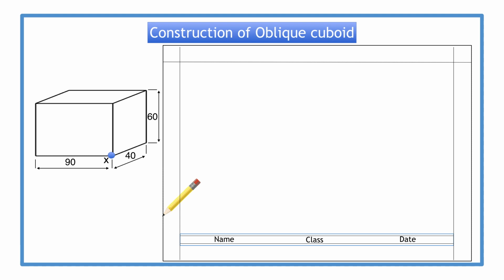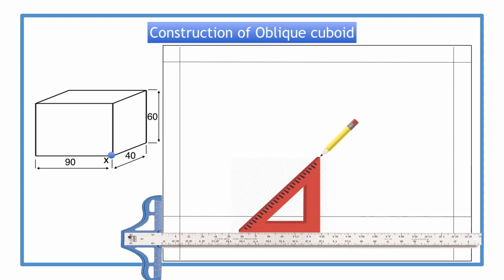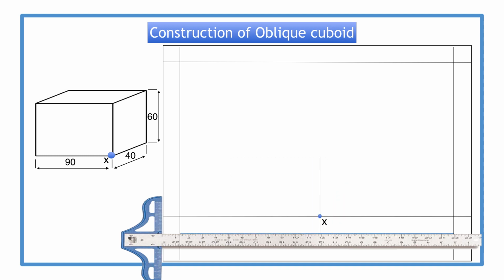We are now going to look at an oblique cuboid that we have to draw to the given dimensions. We again identify the nearest lowest corner X and locate it on our drawing paper. We then set our compasses to the length of sides and mark them off: 90 mm for the width and 60 mm for the height.